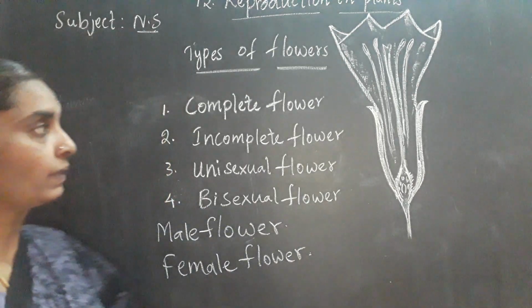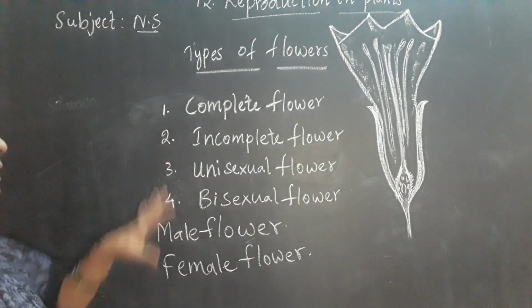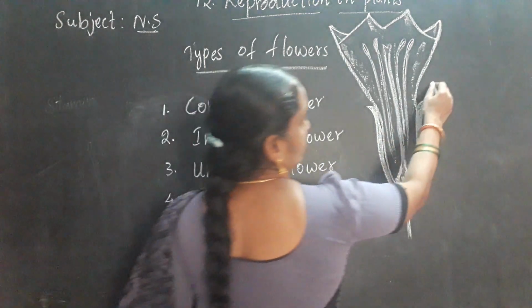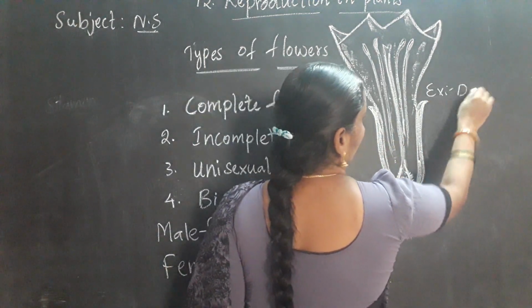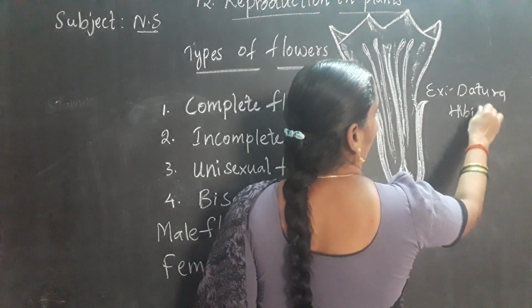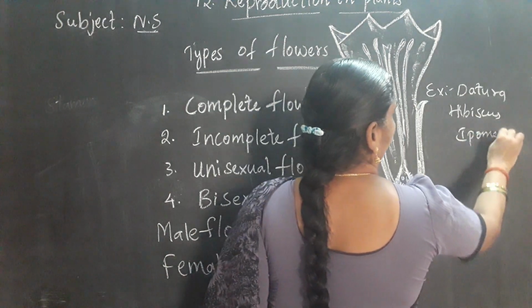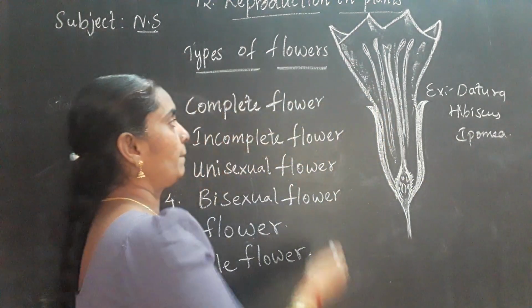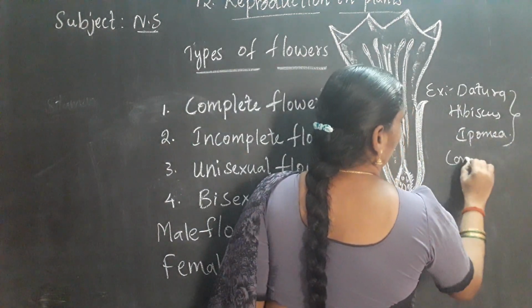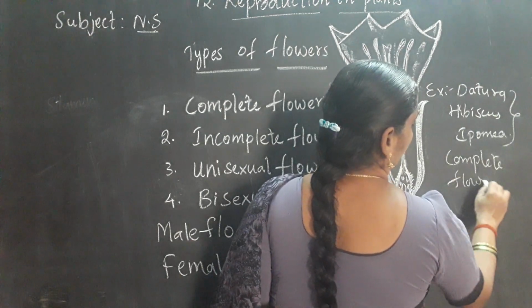Now we'll see the different examples for complete and incomplete flowers. Examples of complete flowers: Datura, hibiscus, Ipomoea are the best examples for complete flowers. Okay, children, they are complete flowers.